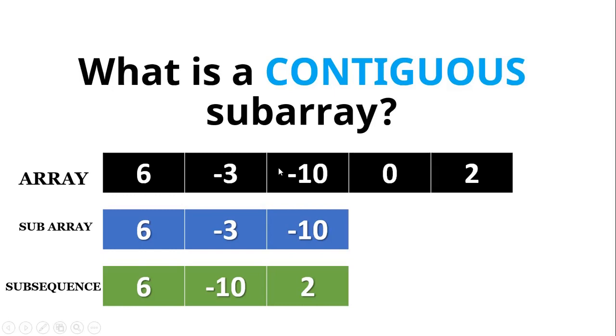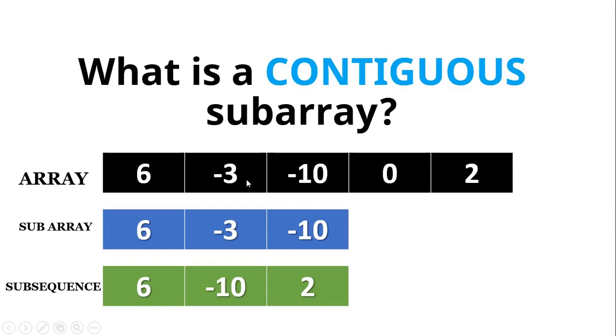Now, a sub-array or a contiguous sub-array is nothing but a subset of the given array such that the indices of all the elements are adjacent to each other. That is, the indices are continuous. So 6, minus 3 and minus 10 is a sub-array in the given array. Similarly, minus 3, 10, minus 10 and 0 will also be another sub-array of this given array.